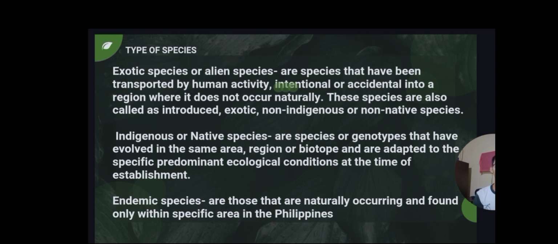And endemic species are those that naturally occur and are found only within a specific area in the Philippines. For example, in a certain area, that kind of tree grows only there. So it is called an endemic species. For example, in Baybay, a certain mahogany grows only there and nowhere else, so it is called an endemic species.